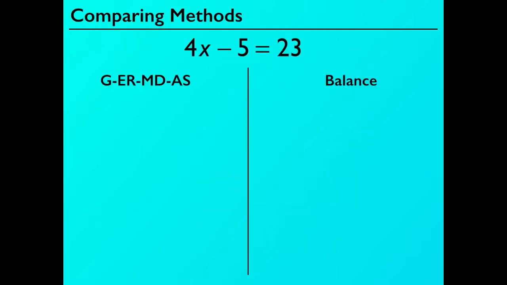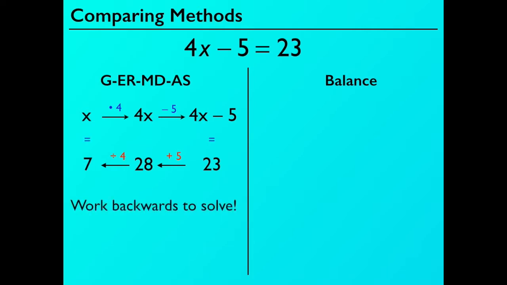Let's compare the two methods. 4x minus 5 is equal to 23. In the germ-das method, we started with an x, we times it by 4 to get 4x, minus 5 to get 4x minus 5. The equation tells us that's equal to 23. So instead of minusing 5, we add 5 to get 28. Instead of timesing by 4, we divide by 4 to get 7. So notice here how we work backwards to solve.